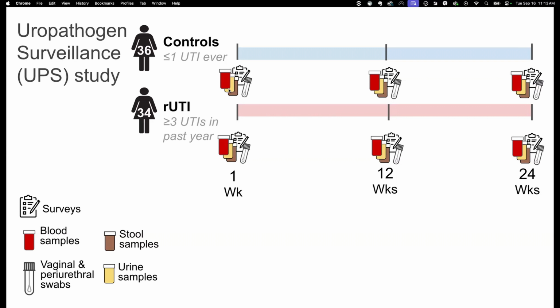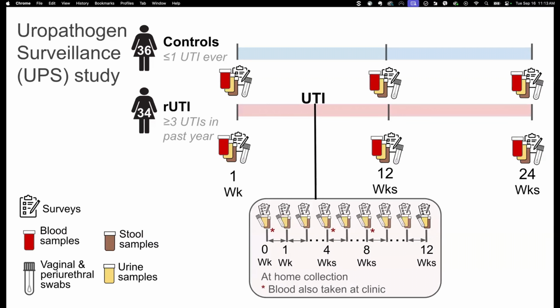Every 12 weeks, they come in, give us blood, urine, stool, as well as periurethral and vaginal swabs at each of the visits. These women were also given at-home collection kits, so that should a UTI occur, they could provide us with samples at that time from the convenience of their home. And then they were asked to provide samples weekly for 12 weeks, so that we could follow them longitudinally over that time. Okay, so lots of samples. I think there were 300 or so visits in total, thousands of samples.